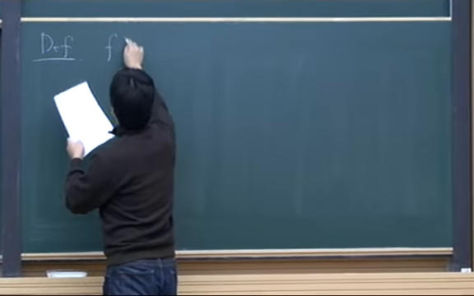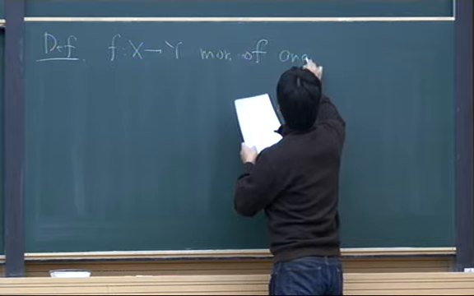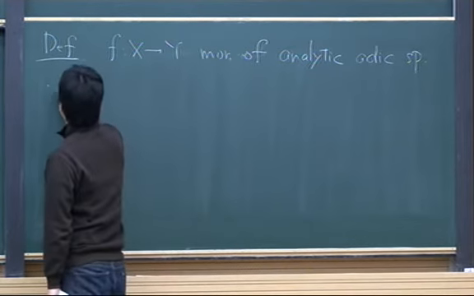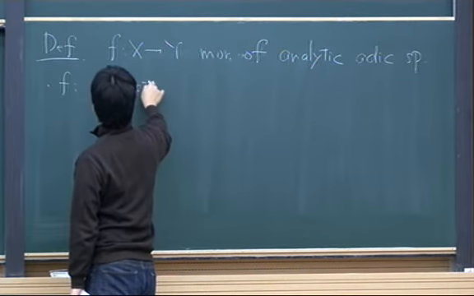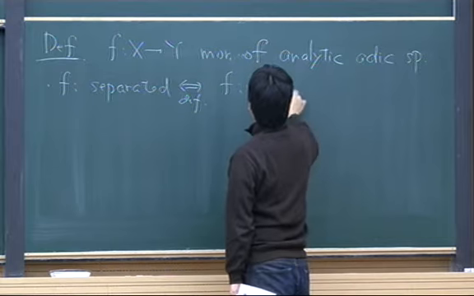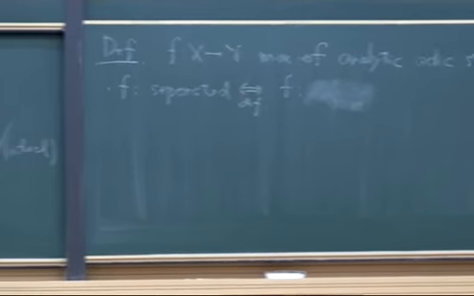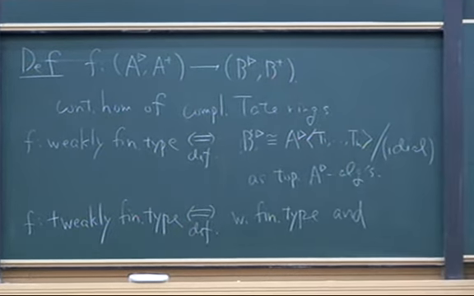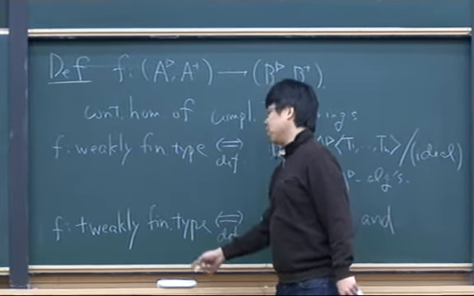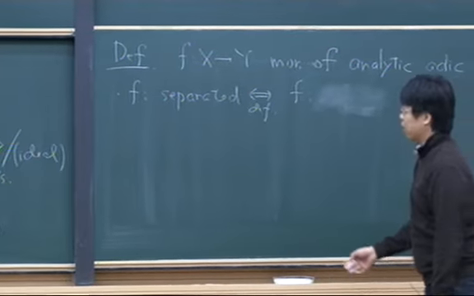So let f be a morphism of analytic adic spaces. Then f is said to be separated if f is weakly finite type. If we know the notions of weakly finite type and plus weakly of finite type, then we can define that a morphism of analytic adic spaces is locally weakly of finite type and locally plus weakly of finite type by a similar method as we define the notion of locally finite type.